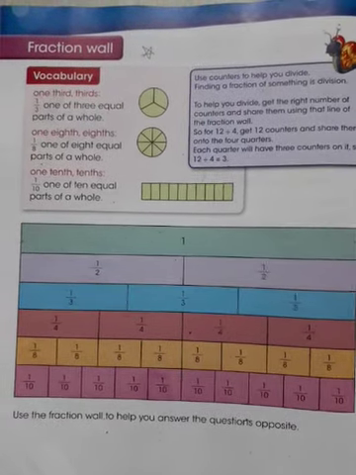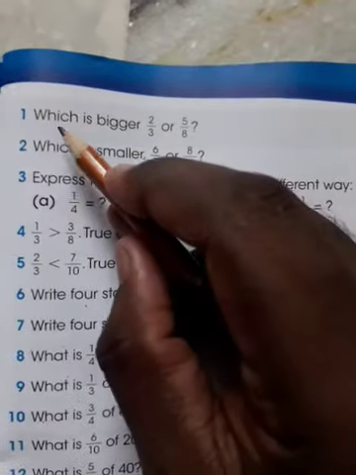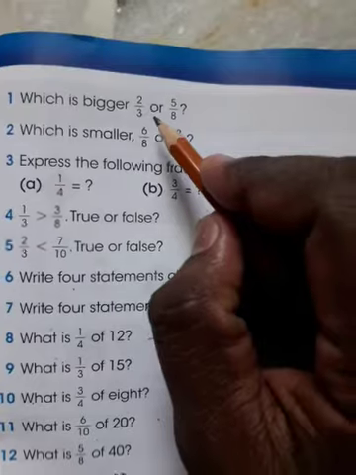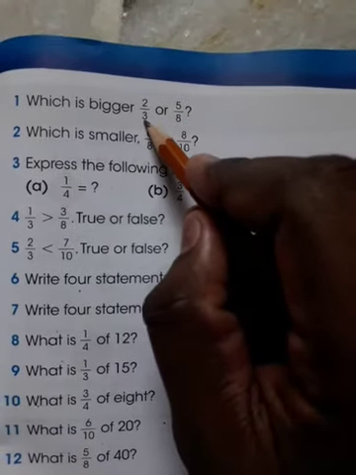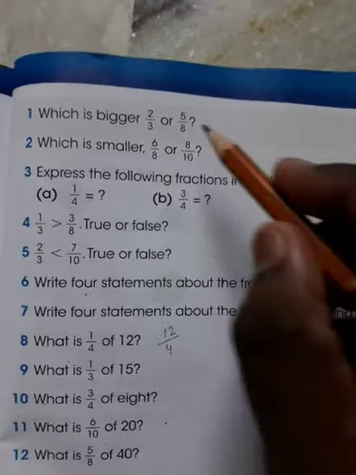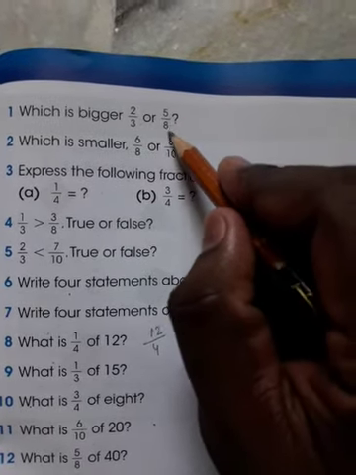How are you all? Today, our topic name is fraction wall from page number 95. So, look at question number 1. Which is bigger? 2 over 3. That means we can pronounce 2 out of 3, or 2 over 3, or 2 divided by 3, or 5 divided by 8, 5 over 8, 5 out of 8.